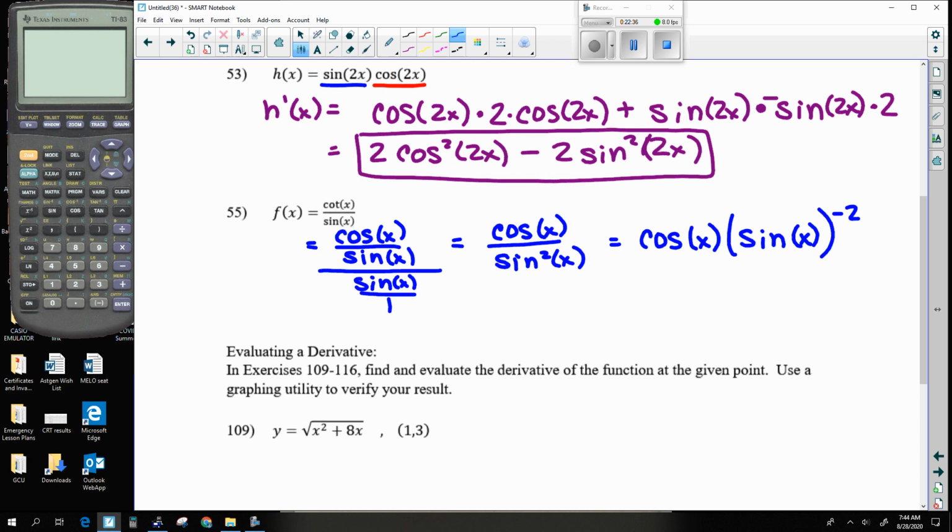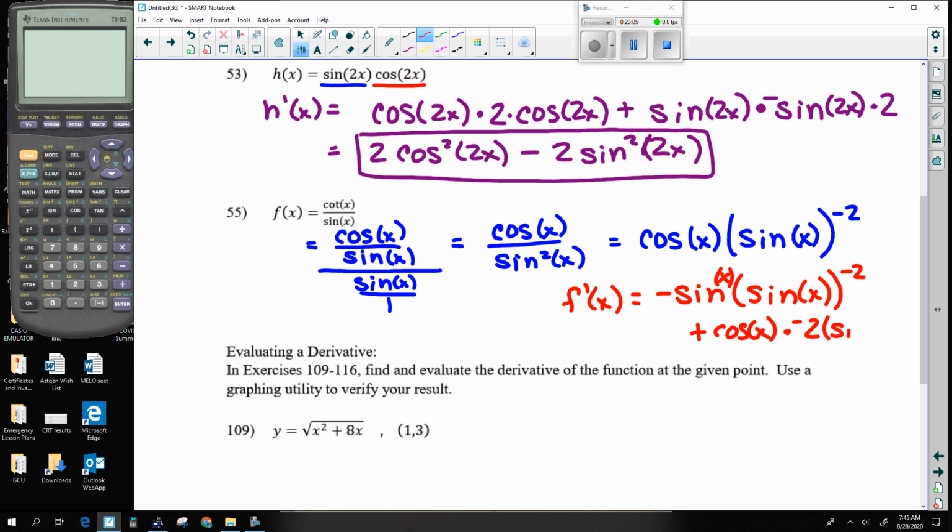Okay, let that cook there for a little bit. All right, now the derivative. It's the derivative of the first, so that's negative sine. Leave the second piece alone. Plus, leave the first alone. Derivative of the second, so here's a chain rule. So that's a negative 2. Sorry, I'm just running out of room, so I'm going to give myself more room here.